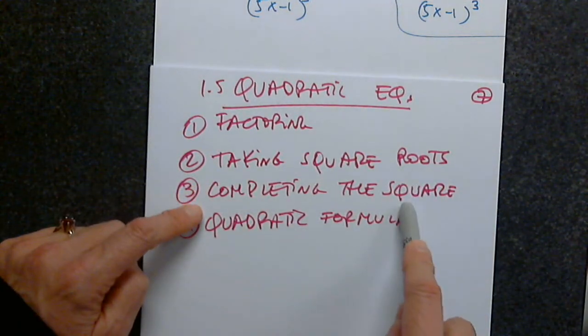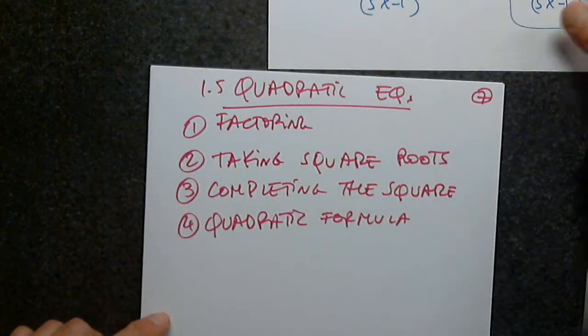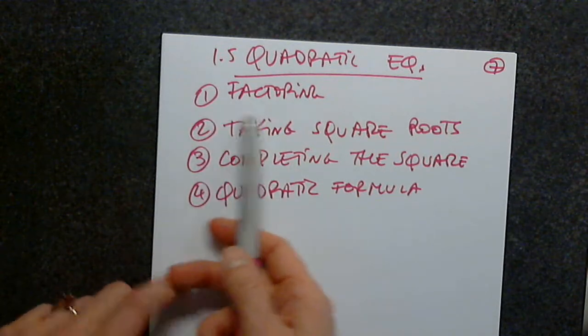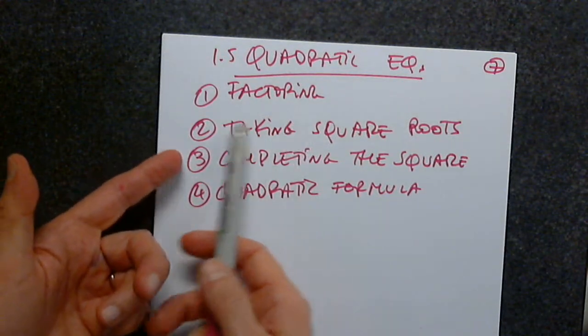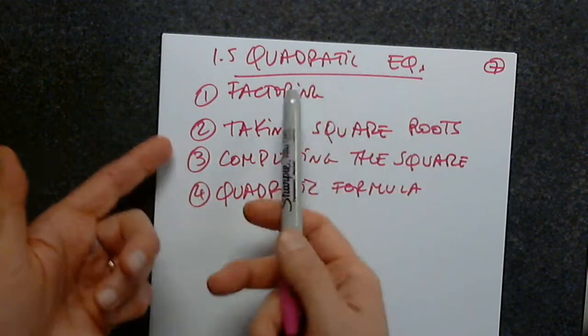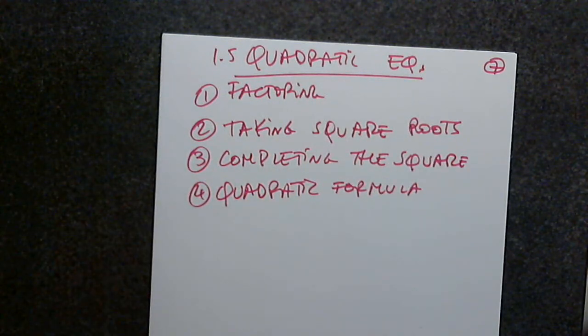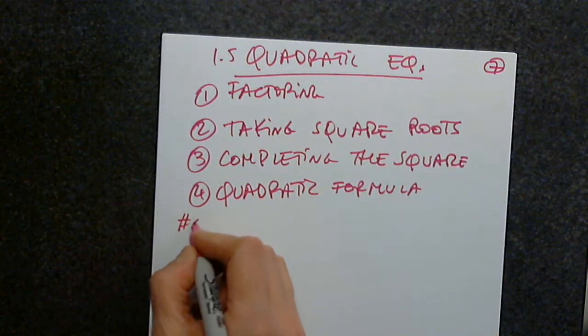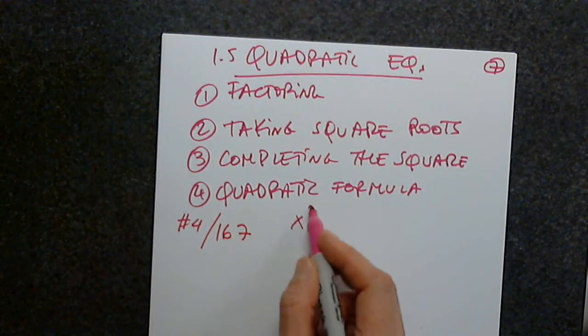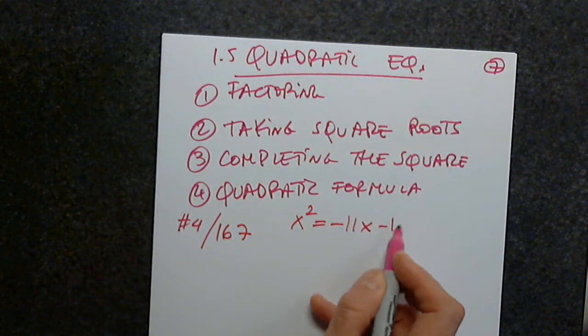We need it, though, for something else in chapter 2. Okay, so I only showed you how to factor polynomials, but I didn't show you solving a quadratic equation by factors. So I'm going to choose a problem because we are going to review that down the road. So number 4 on page 167, in which we have x squared equals negative 11x minus 10.